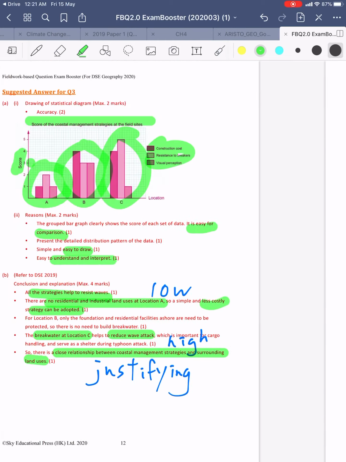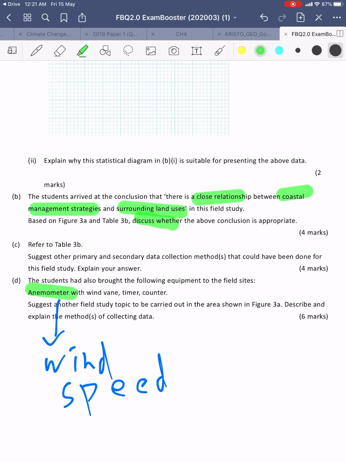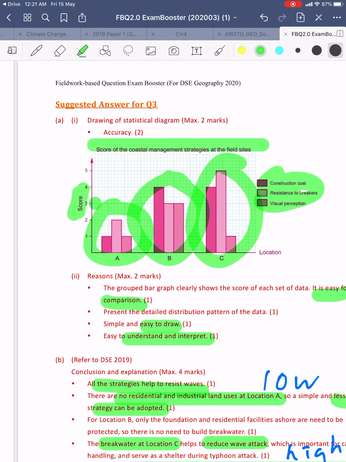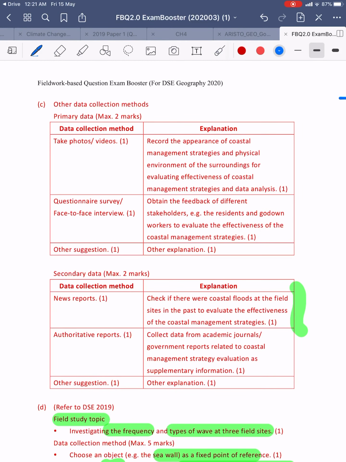And then this is asking, let's go back to C. Okay, suggest other primary or secondary data collection method that you can do for field study. Okay, and this one I really suggest you to have a look. Okay, most of them can be used in different types of question. This one is very popular, meaning you can apply it anywhere, you just change the explanation afterwards. Okay, this one you can also use in city and also farming. Okay, so please have a good look at the wordings.